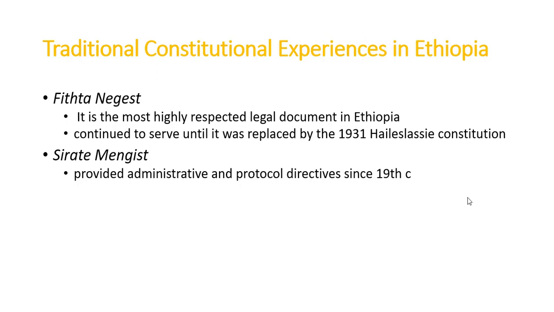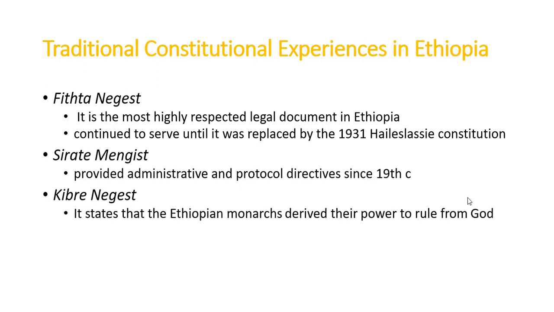The myth and legend that provided legitimacy were the myth of the Solomonic dynasty based on the Kebra Nagast. The Kebra Nagast emphasized the divine right of rule. It states that the Ethiopian monarchs derived their power to rule from God, and therefore they were not accountable to any secular power.